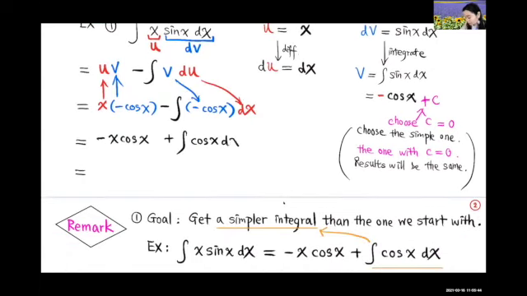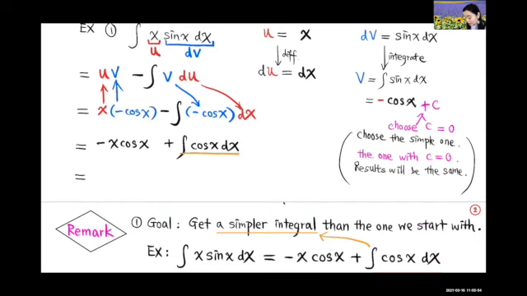Now we're going to simplify it. Take a look at this integral over here. The integral of cosine x dx is simpler than the one that we started with. So we are heading in the right direction. And we know the antiderivative of cosine x. What's the antiderivative of cosine x? Sin x. Yeah, sin x. So the antiderivative of cosine x is sin x. And then this one we just copy.